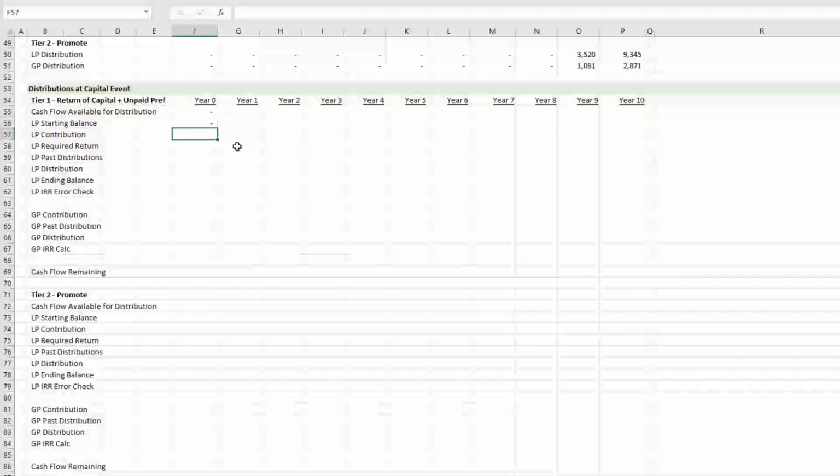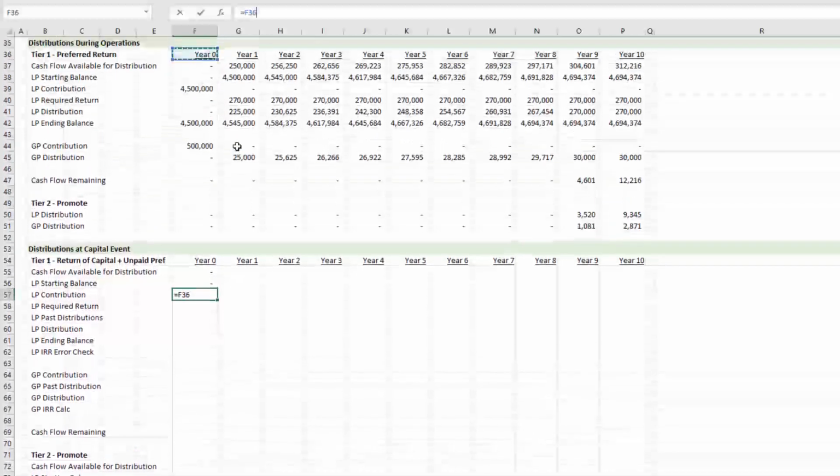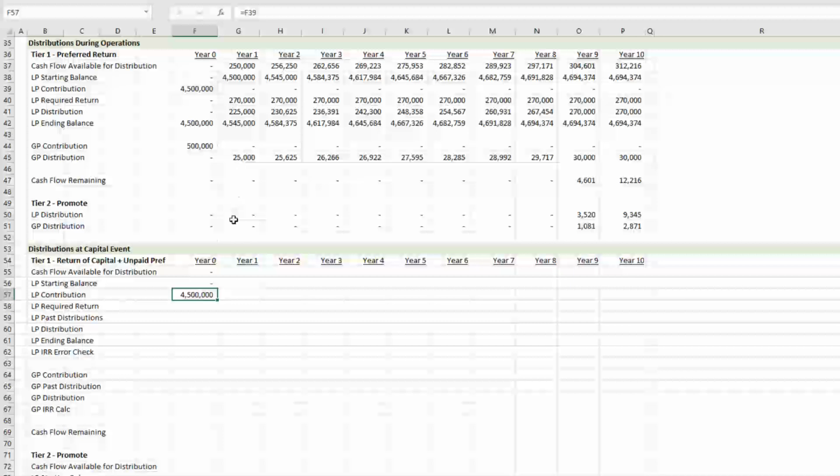Next we have, what's our starting balance? 0. What's the LP's contribution? Well, we can just link to the contribution up here, this row 39, because that's the same.